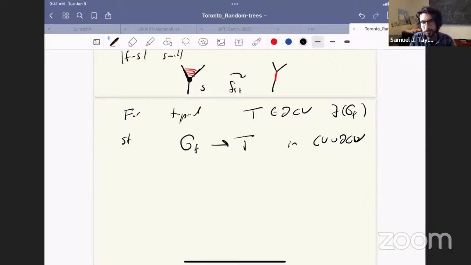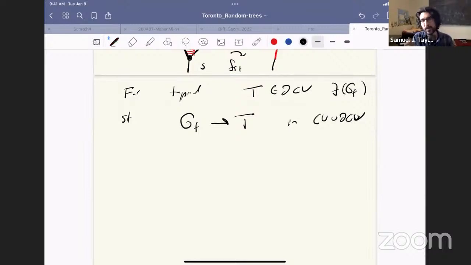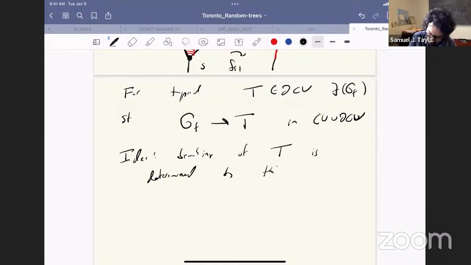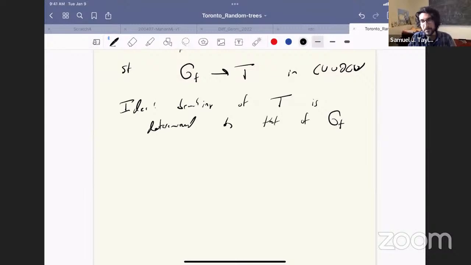So a good guess would be, if I want to study the tree, why don't I study the graphs that I see along the sequence? Maybe the guess is that the branching of the tree T, like the degree of the branch points, is determined by that of G sub T. G sub T are just graphs in outer space. You could look at each one of the vertices and look at the degree. So that might be something you guess. This turns out to be too naive for a number of reasons.